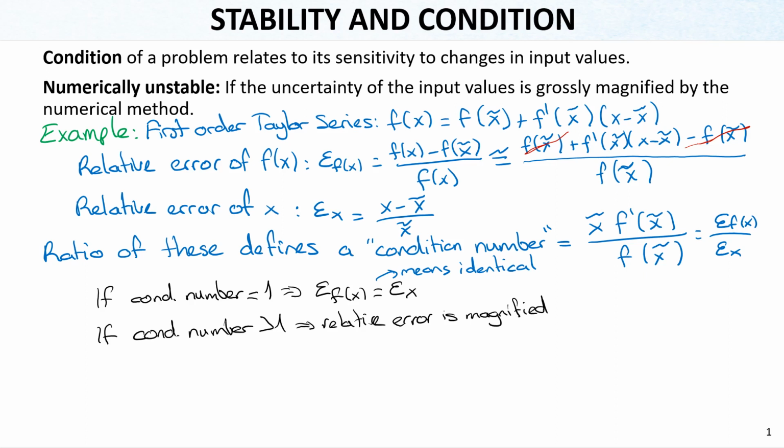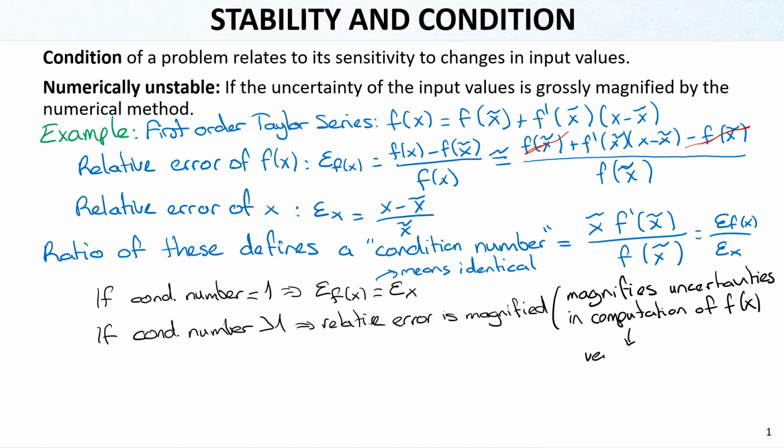Which magnifies the uncertainties in computation of x actually. So we can write it here: magnifies uncertainties or errors in computation of x, computation of f(x), the function. Which means we can have very large values. So the magnification is too large.